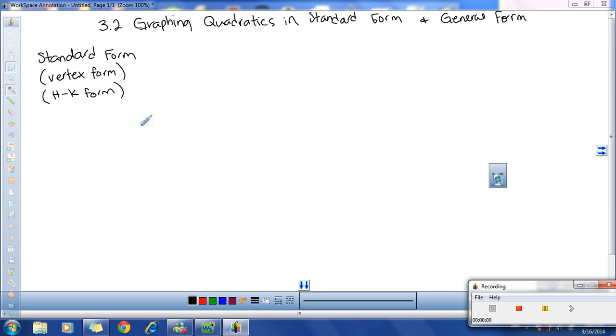So I'm going to start with a standard form equation, which is also called vertex form, and also called the HK form. Like I told you before, this is the form that you guys are used to. So if I have an example such as f of x equals negative 2 times the quantity x minus 3 squared plus 8.